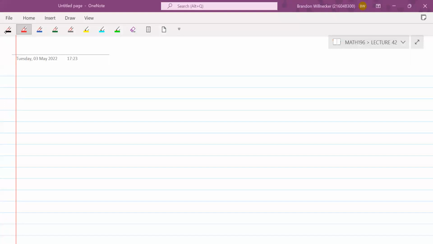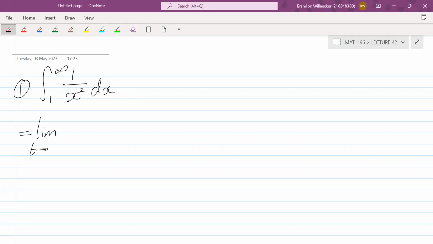So example number 1, we have the integral from 1 to infinity of 1 over x squared dx. Now we know that this infinity is just notation. What we really mean is the limit, as we discussed. So we need to write this properly as the limit as t goes to infinity, the integral from 1 to t, 1 over x squared dx. Okay, now this makes sense. We can handle this.